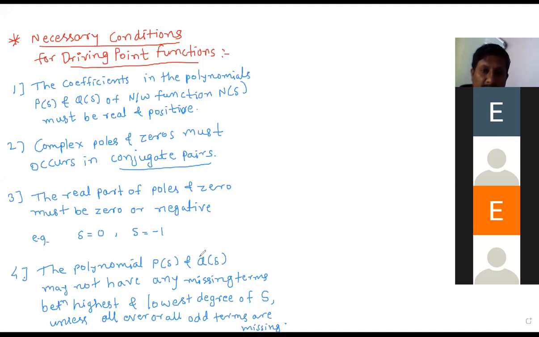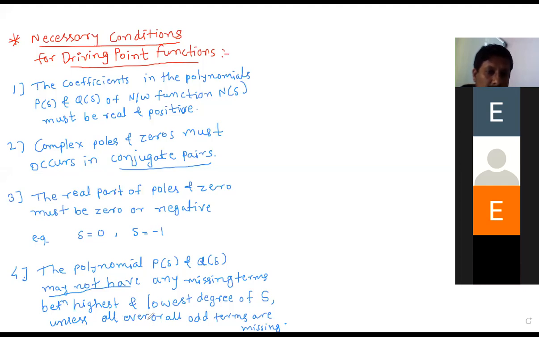The polynomial P of S and Q of S may not have any missing terms between the highest and lowest degree of S unless all even terms or all odd terms are missing. So what should the example be? Let me take an example now.